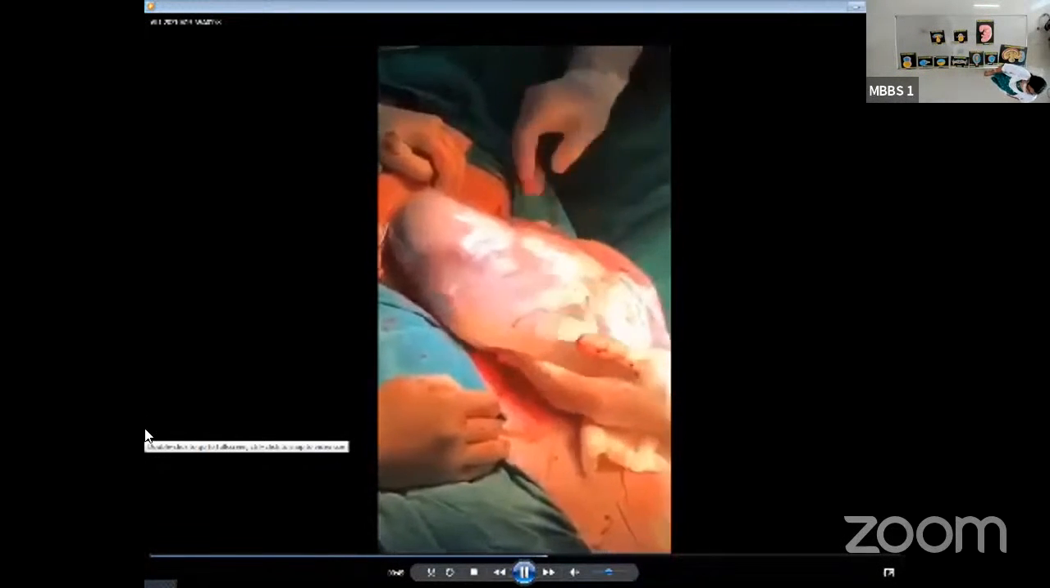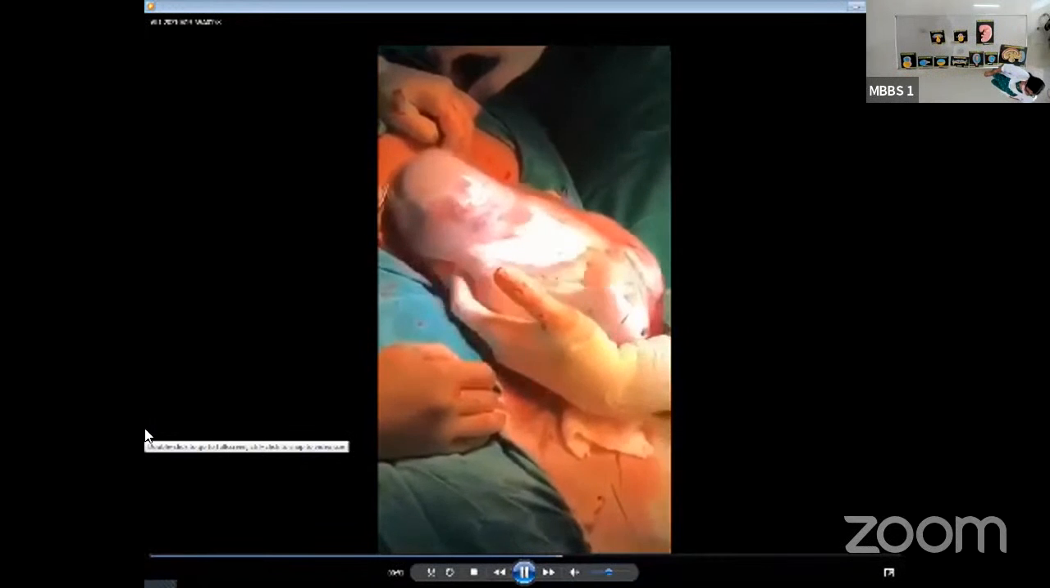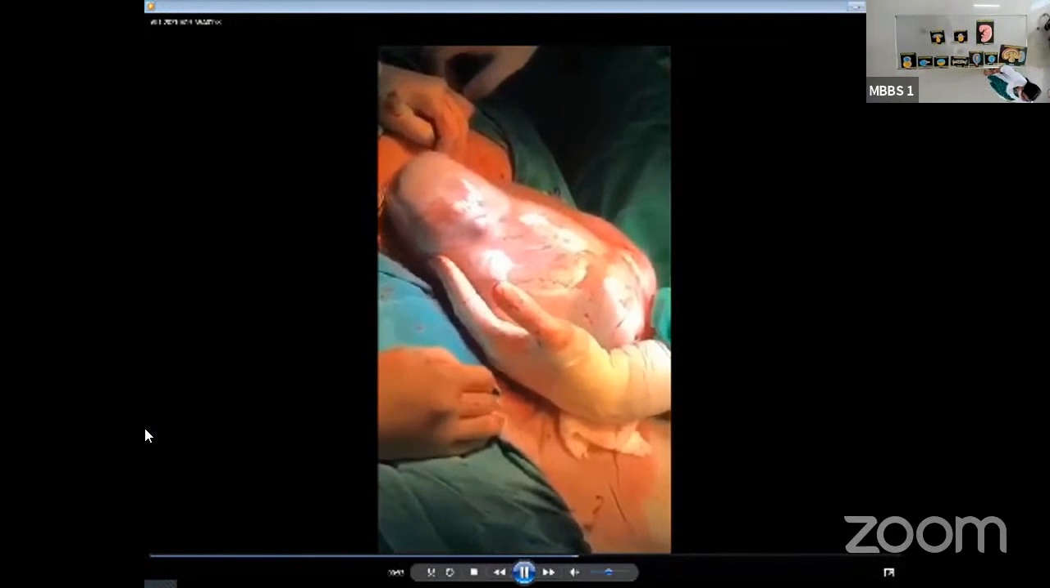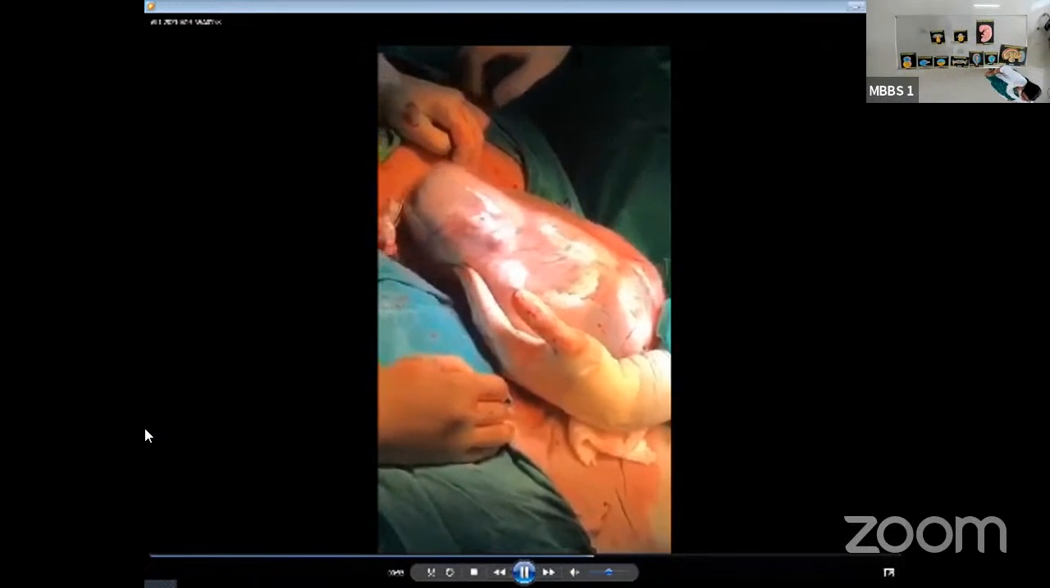This is the amniotic sac inside which the baby can move hands as well as legs, as well as take out her tongue also.